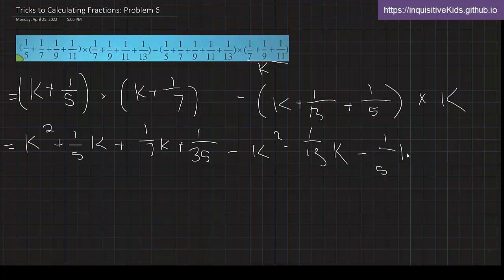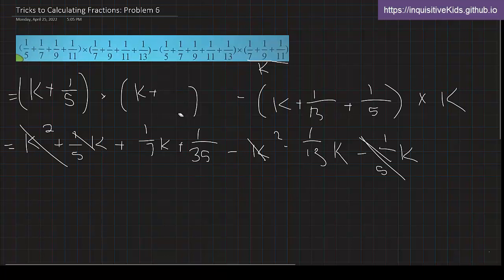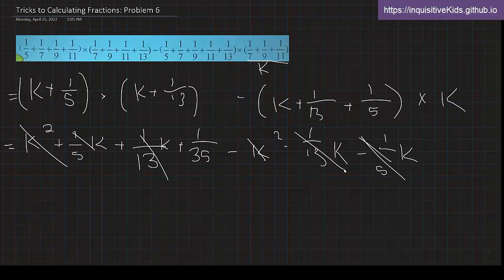Now we see what we can cancel out. So we have the 1/5 K's, the K squared, and over here we're supposed to have 1/13 K, 1/13, right? And we have 1/13 K and minus 1/13 K, so that also cancels out. So in the end, our final answer is 1/35.